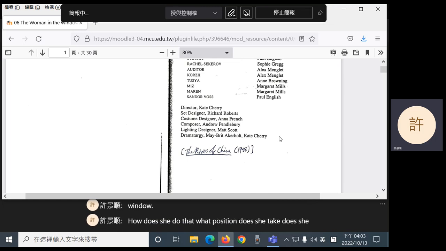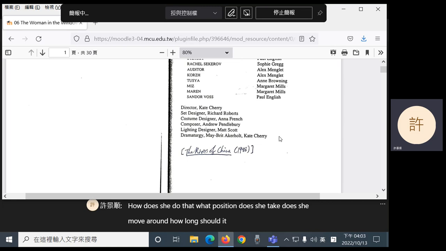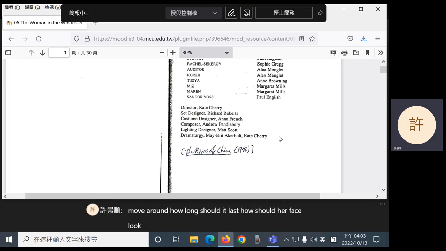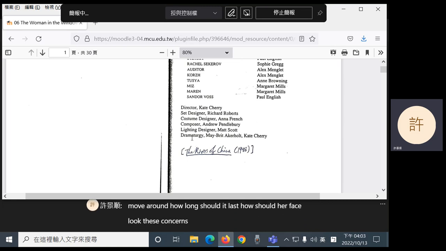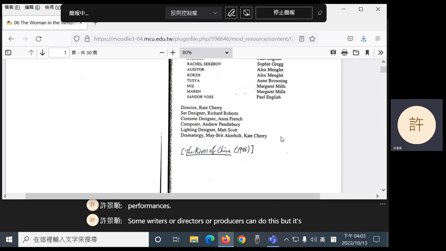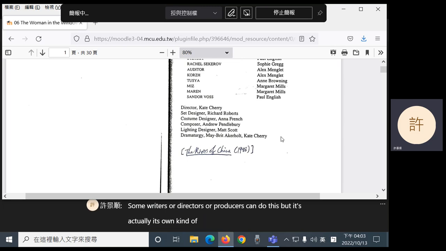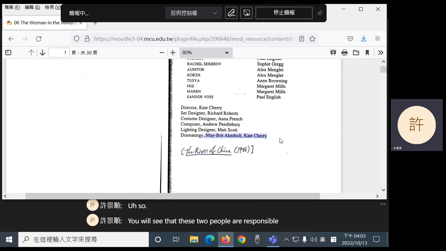Does she move around? How long should it last? How should her face look? These concerns are what the dramaturge takes care of. They translate written actions into actual performances. Some writers or directors or producers can do this, but it's actually its own kind of expert knowledge. So you will see that these two people are responsible for this job.